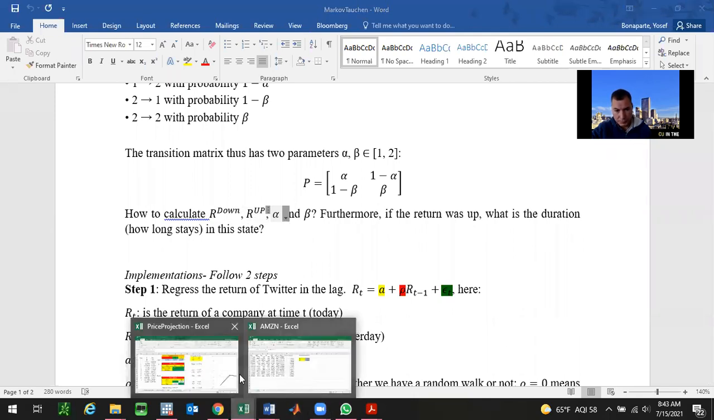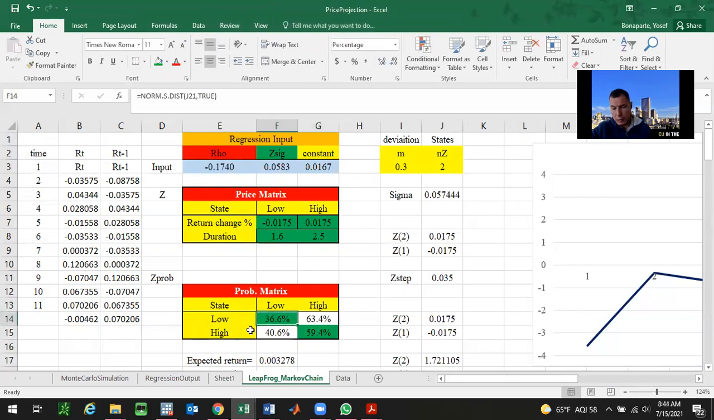So what we got here, R low to low is 36.6. Like the chance I am low now, going to low is 36.6. The chance if I am low, the chance to go to high is 63.4. If I am high today, then the chance to go to low is 40%, but the chance to go from high to high is 59%. Now here, the return for low is negative 1.7%. The return for high is 0.017. So R high, R low, R high, and this is beta, and this is alpha.